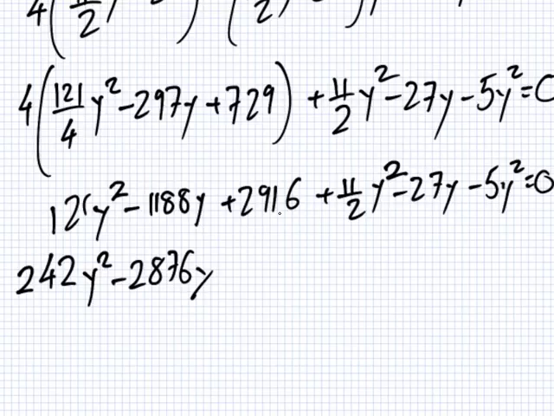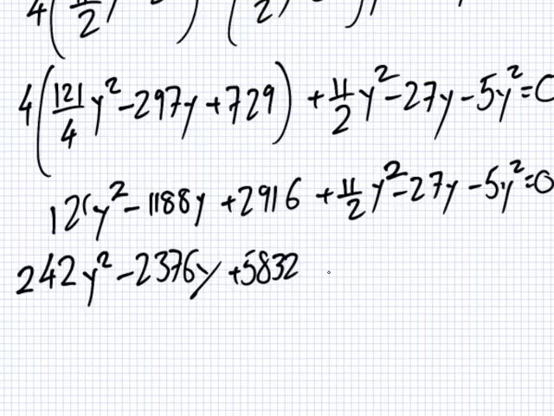Huh? 2376. What the heck happened there? Right. Minus 2376y, and then the next one, 2916 times 2 is 5832 plus 11y squared minus 54, yeah, minus 10y squared equals 0.